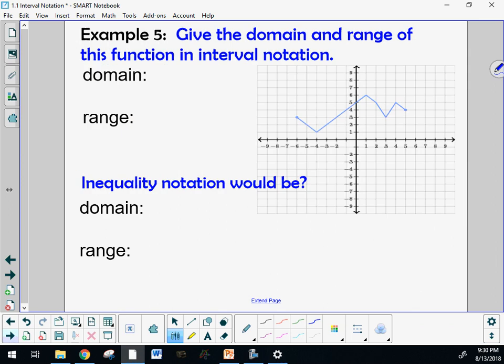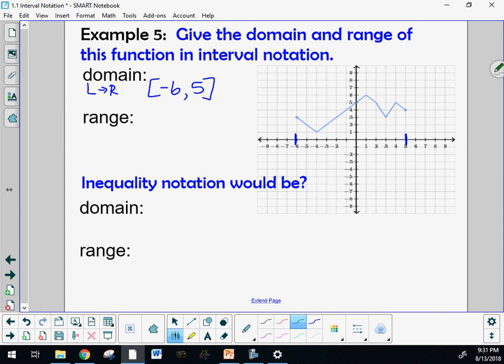So here is a particular function, a little zigzag line function. We want to give the domain and range of this function in interval notation, and then we'll also write it in inequality notation just so that we can see both of those. The domain of this function, now remember domain is left to right. The farthest to the left would be right here at -6, and we're writing this in interval notation. It definitely includes that -6 value. And it looks like the function goes all the way over to 5. And I think that one is also included.